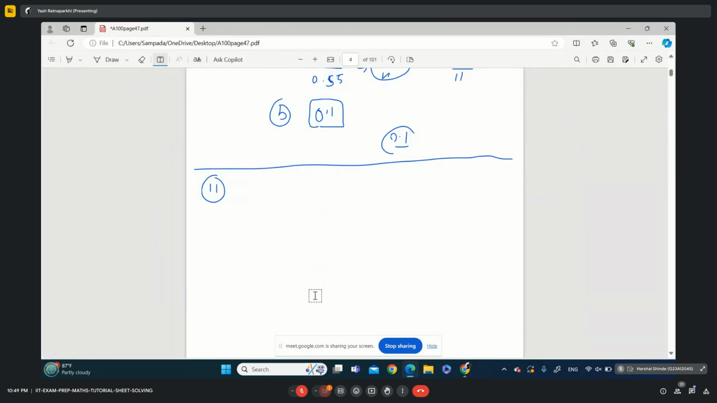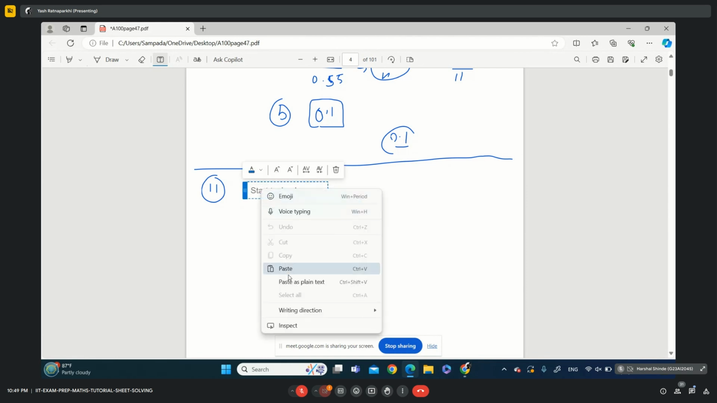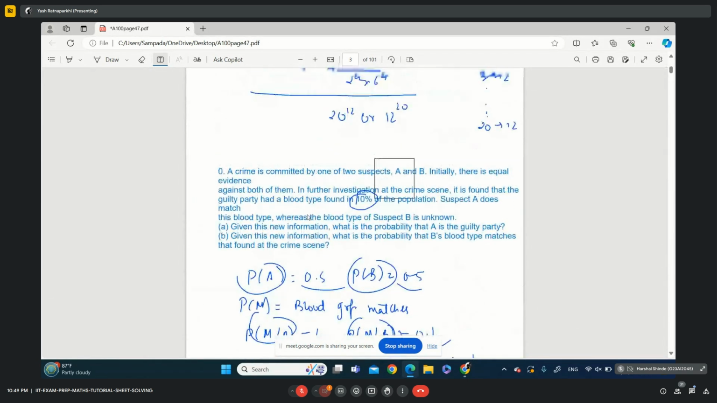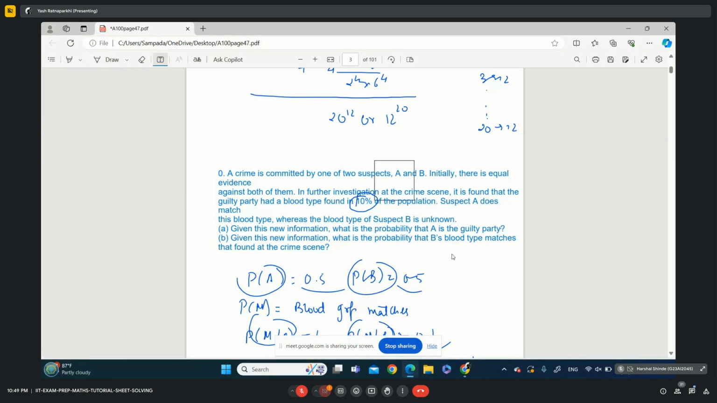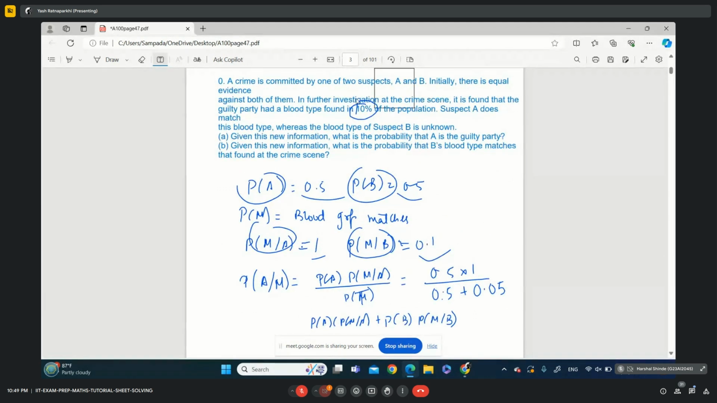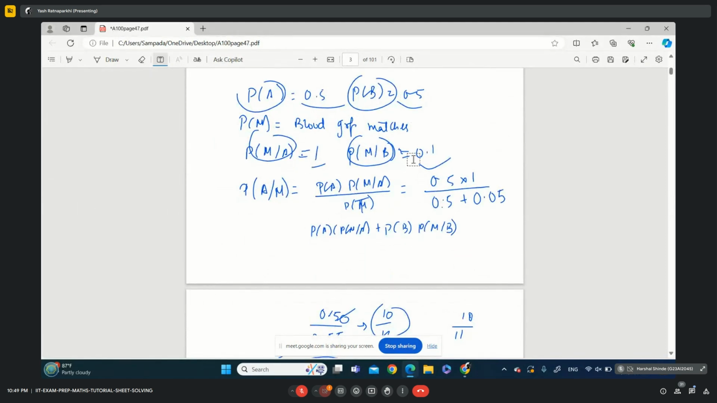So, in the previous question, you asked what will be the answer of the B part? It's 0.1. How? Because it says, given this new information, what is the probability that B's blood type matches at the crime scene? And it's already given that the guilty party had a blood type found in 10% of the population. So we are finding that it matches given it is B. If it is B, then it will definitely lie in 10% of the population, and then we got the solution that it will be 0.1. See, this we calculated here, right? So that is the same approach.